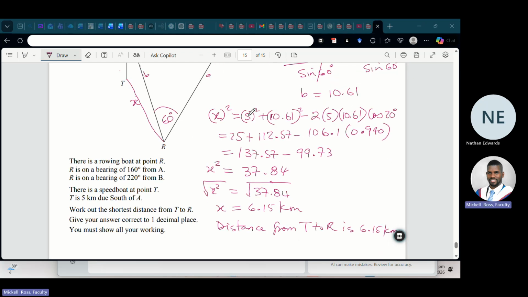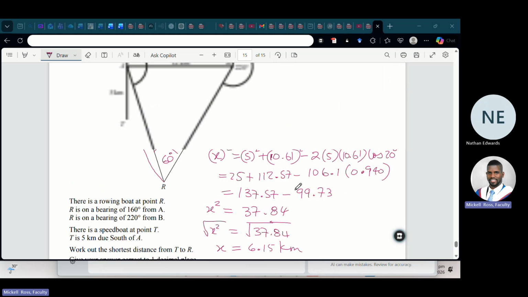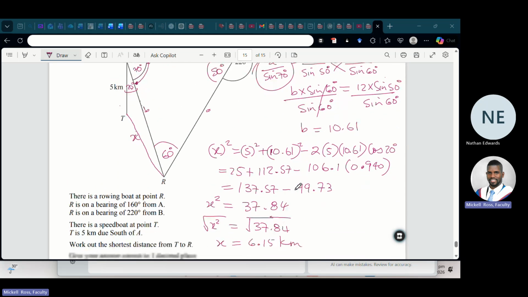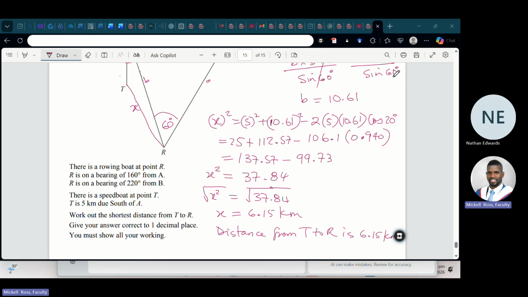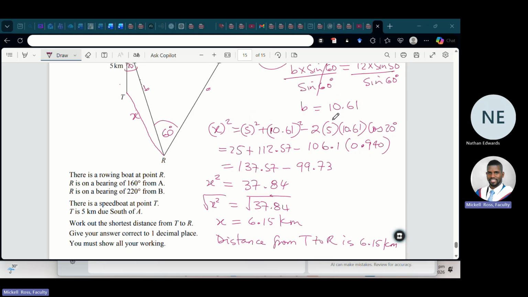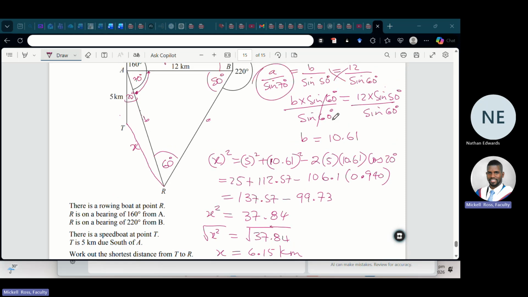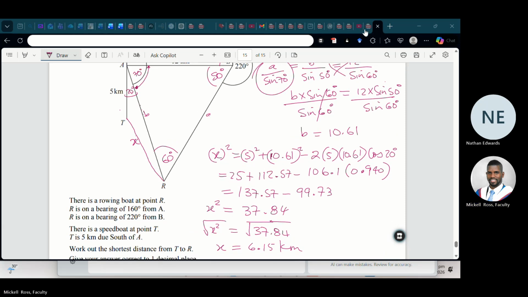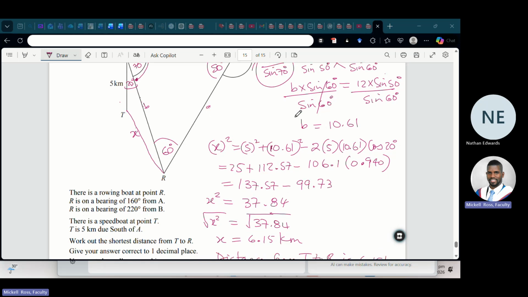So that is how you'd go about finding the distance from T to R, using the different rules, the sine and the cosine rule. Bear in mind that a question can require you to use the sine rule, the cosine rule, the trig ratios, and Pythagoras' theorem, because you're working with a triangle. Any questions before we close off for today?